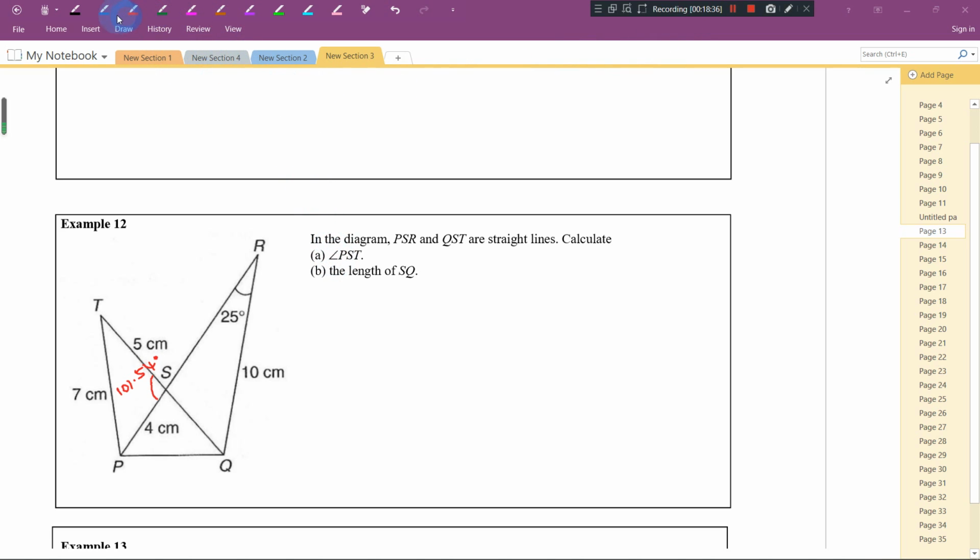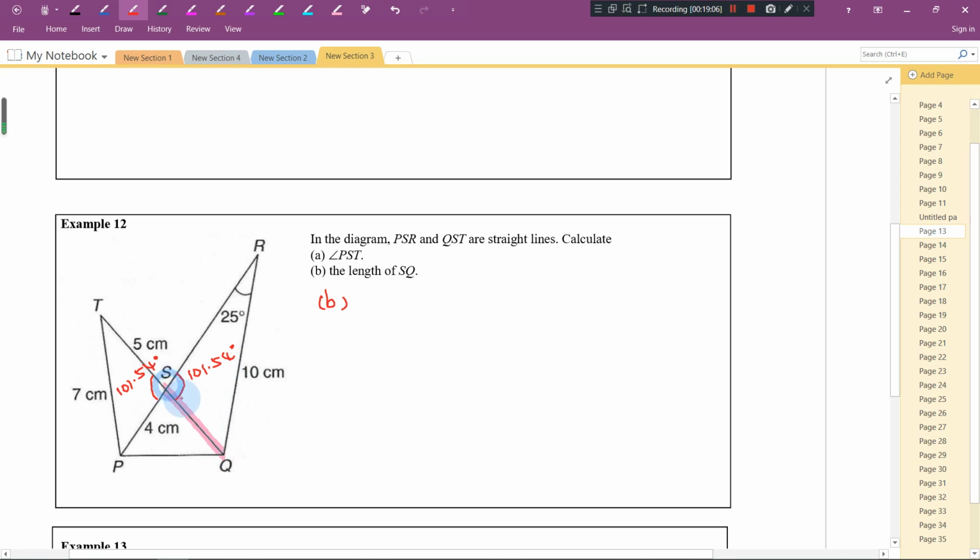Okay, so the second part, part B. We want to find the length of SQ. SQ is over here. So if you want to find the length of SQ, I will use the sine rule here. If this is 101.54, I know that here must be the same, 101.54 degrees. So I can use the sine rule to help me get the answer easily.